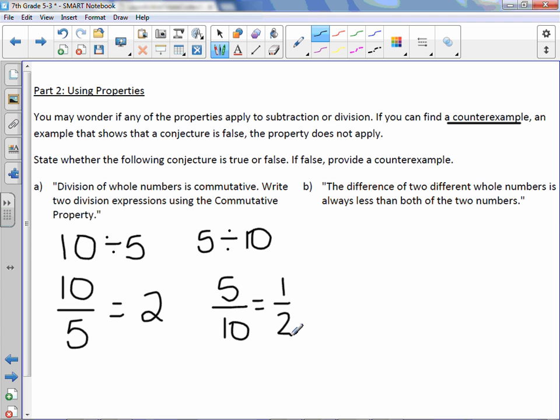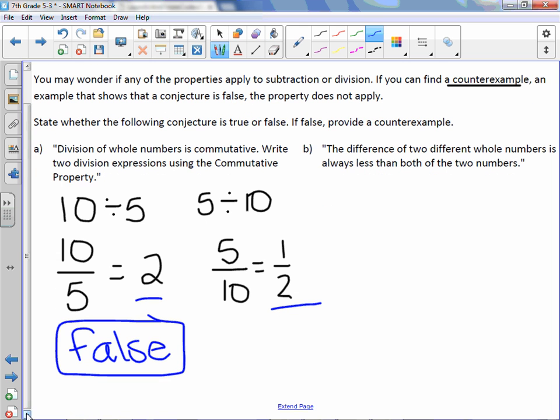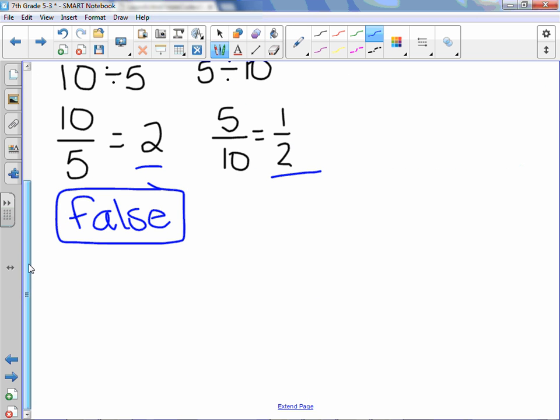Is it commutative? Do you get the same quotient if you switch the numbers? You don't. The first one you got 2, and when you switch the numbers, you got 1/2. So this would be your counterexample. So in other words, this conjecture is false. It does say to write two division expressions. So let's do one more example here.